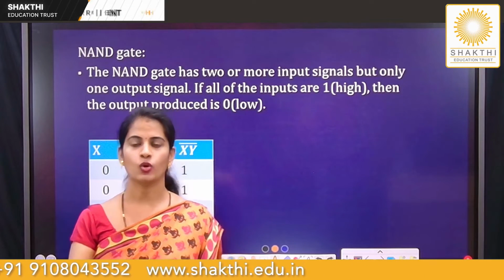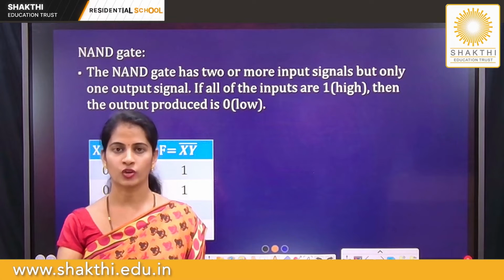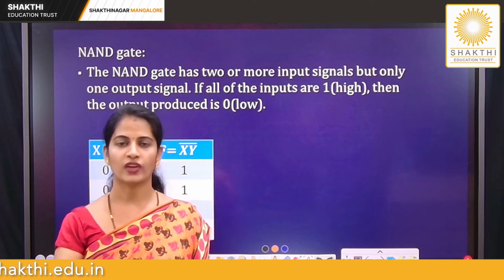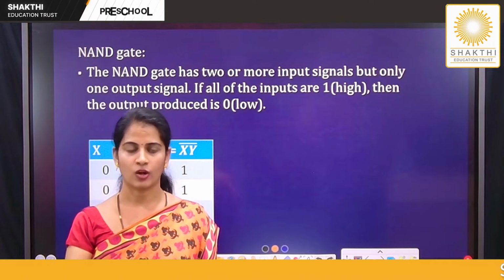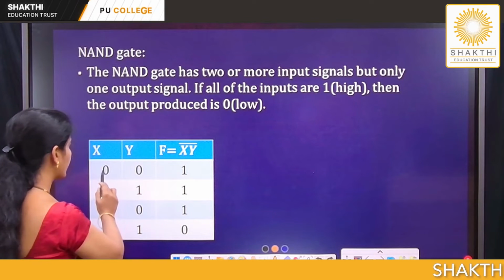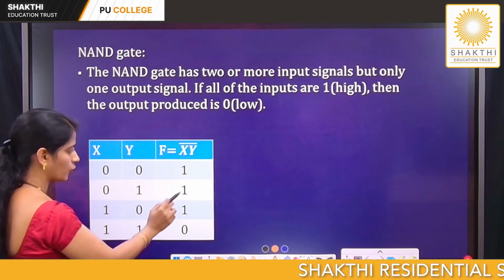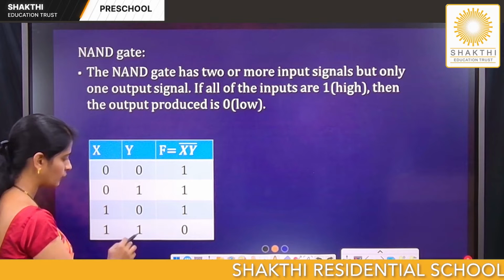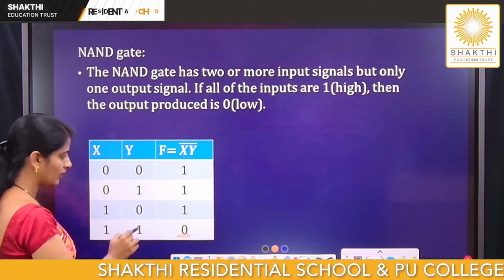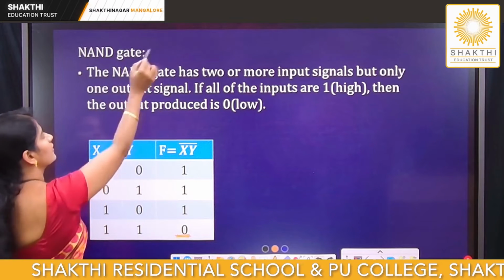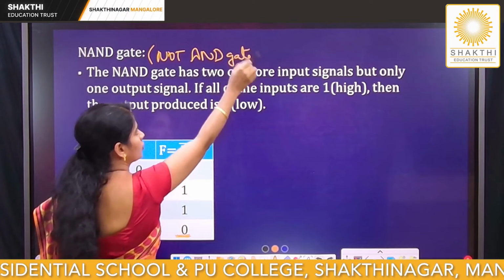NAND gate has 2 or more input signals and produces 1 output signal. If all the inputs are high, then the output produced is low, since NAND is a complement of AND gate. Here you can see the truth table. X is equal to 0, Y is equal to 0 produces 1, 0 1 produces 1, 1 0 produces 1, and 1 1 produces 0, only one combination. If all the inputs are high, the output is 0. For all other combinations, the output is high. Since it is a NOT AND gate, it is also called NAND gate.